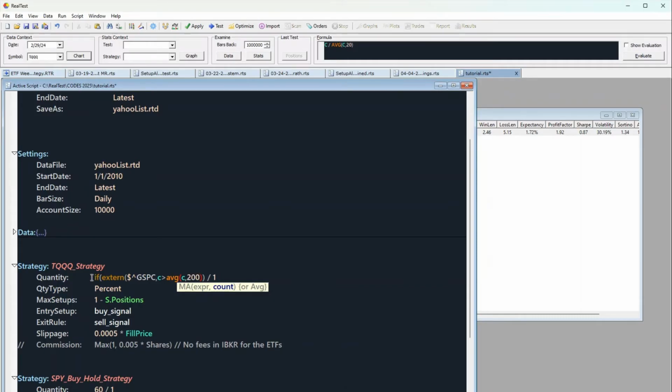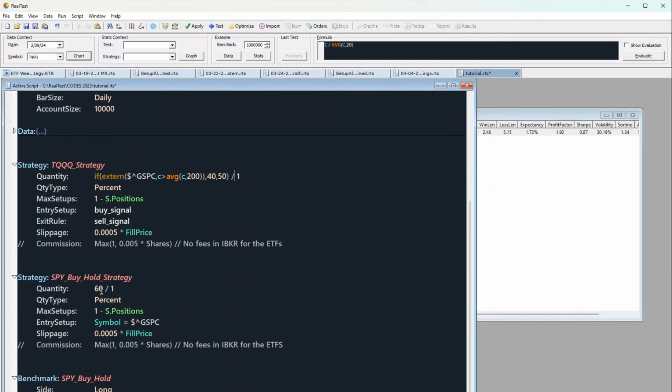So here's how the allocation looks in our Realtest script. If SPY is strong, above the 200 SMA, we allocate 40% to TQQQ. If SPY is weak, below the 200 SMA, we bump that to 50%. SPY gets a consistent 60% allocation, but you can modify it as you want. This creates a really interesting balance between risk-taking and safety.